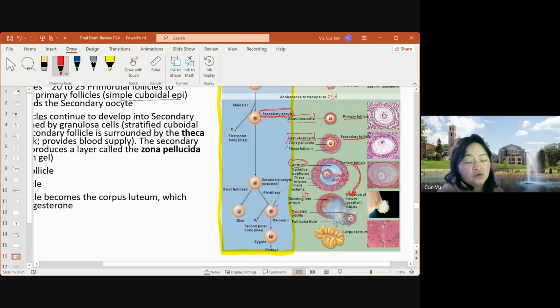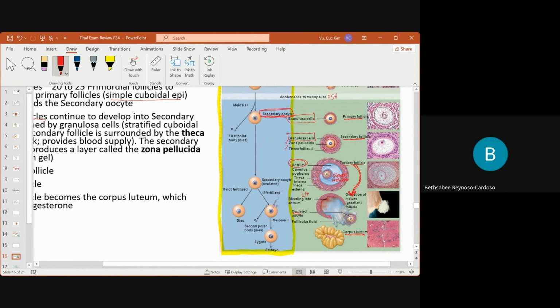Okay. So once ovulation happens, the egg gets shot out. And the follicle stays behind. Now, the follicle that stays behind is now referred to as the corpus luteum. The corpus luteum. Okay. So all of this is happening between days 1 to 14. Yeah. Wow.